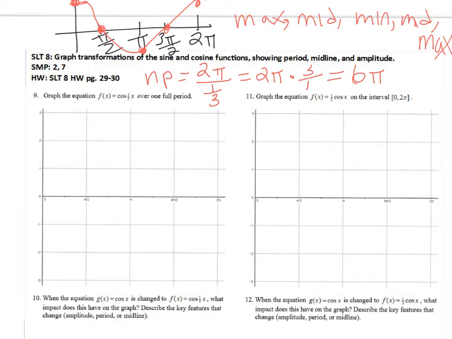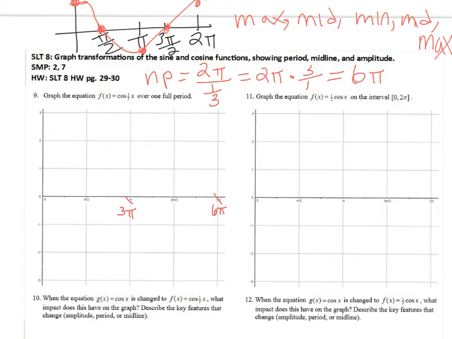The directions say graph over 1 full period. The graph paper they give us does not really help with that. So I'm going to change the scale. I'm going to call this last value 6 pi. Now, to label this point, what is halfway between 0 and 6? That would be 3 pi. What's halfway between 0 and 3 pi?